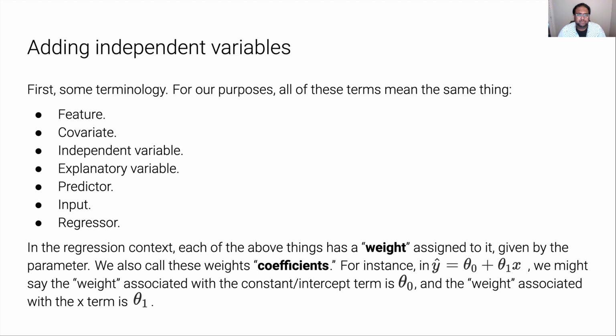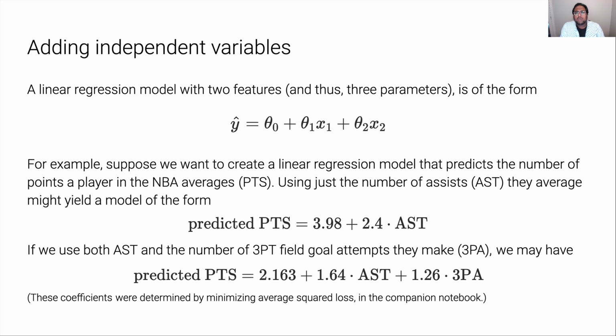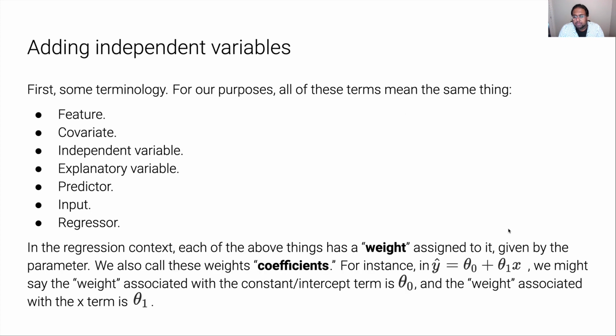So if you hear parameters, coefficients, and weights being thrown around, those are all referring to the same thing for our purposes. So let's suppose we want to add independent variables or features to our model. A linear regression model with two features might look something like this. y is equal to theta naught plus theta 1 times x1 plus theta 2 times x2. So what's different between this and our simple model? Well, our simple model only had a single x and it had two parameters, theta naught and theta 1.